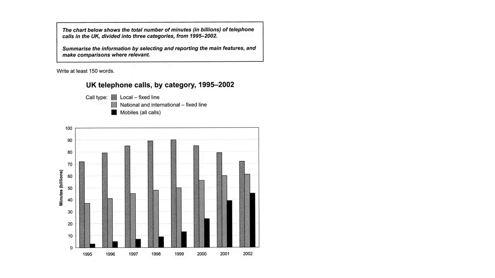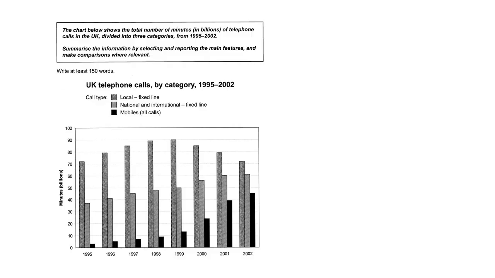If you wanted to get super fancy, they're all sort of converging. Like local fixed line might end up below the others, but I'm not going to worry about that. For me, that's a bit too confusing. So for me, the big features are local fixed line are the most common. The other ones go up, particularly mobile. That's really going up. They're the main features that I've found.